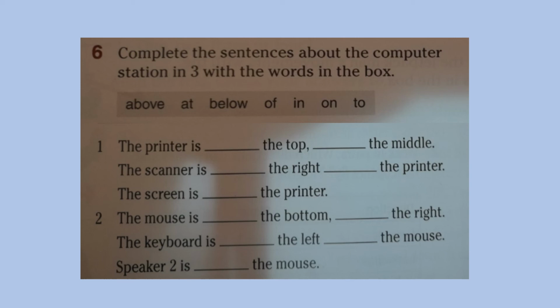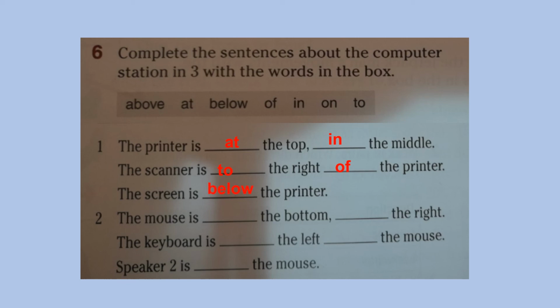Okay, now let's check the answers together. 1. The printer is at the top, in the middle. The scanner is to the right of the printer, على يسار البرينتر. The screen is below the printer.